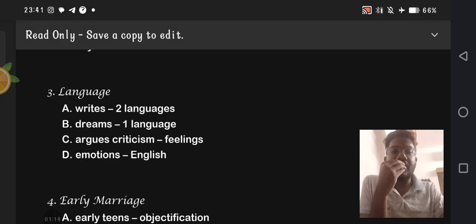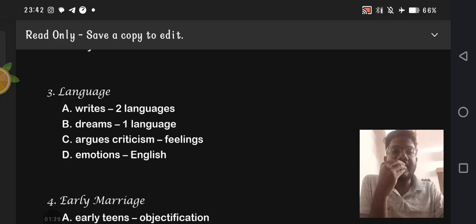Then, language. Kamala Das then moves on to her language, the languages which she uses. So she says that she dreams in one language and she writes in two languages. And she chooses English language since it conveys her feelings, emotions, and does the work of communication.